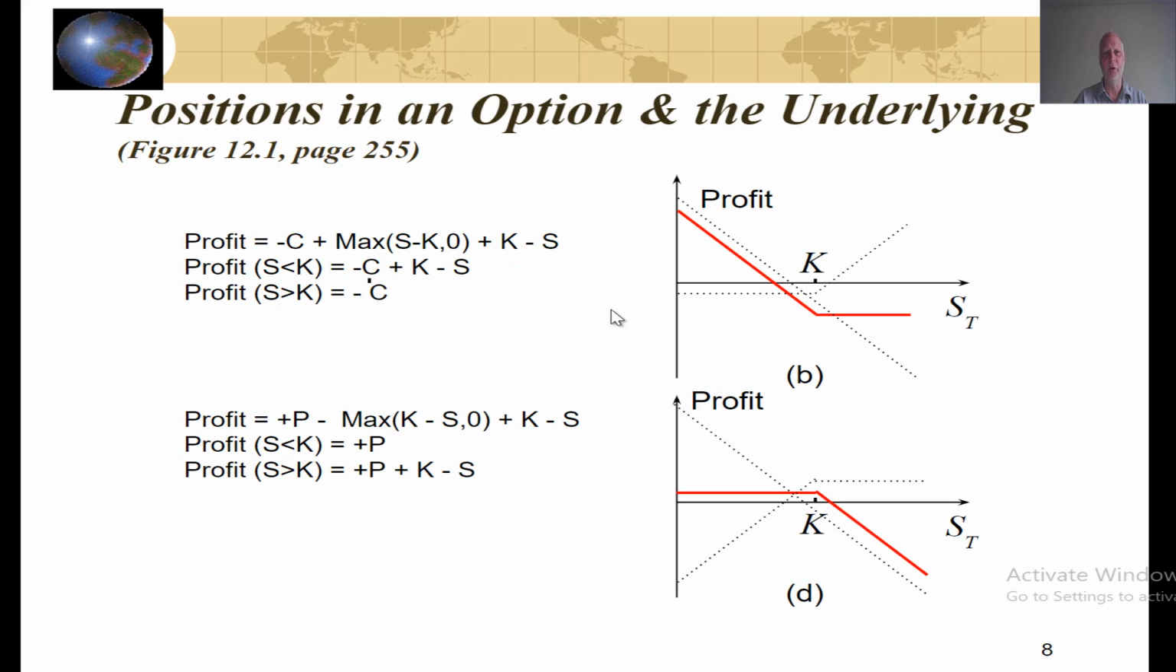In the region where S is less than K, the max term is 0. The intrinsic value of the option is 0. And we get minus C plus K minus S. This is the line here that gradually goes down. If, on the other hand, S is greater than K, we get S minus K here, which cancels this, and we have just paid off our call option.